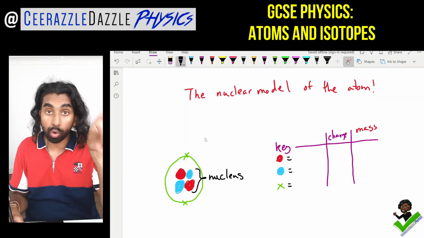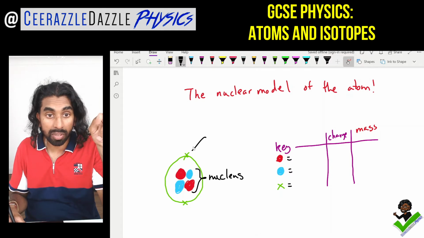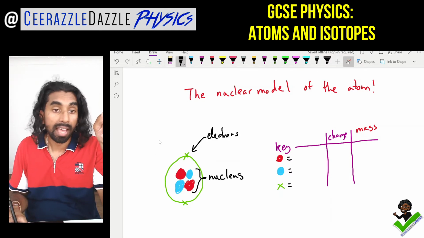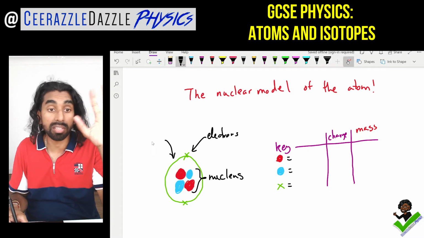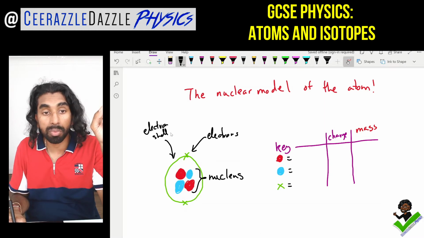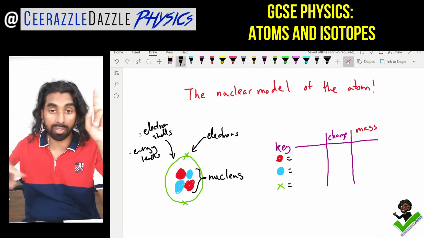There are things which are orbiting around the nucleus. These things are called electrons. So the electrons are over here, and they are orbiting around in these things called electron shells. Sometimes you might refer to them as energy levels. So energy levels over here. They're in these shells going round and round and round.